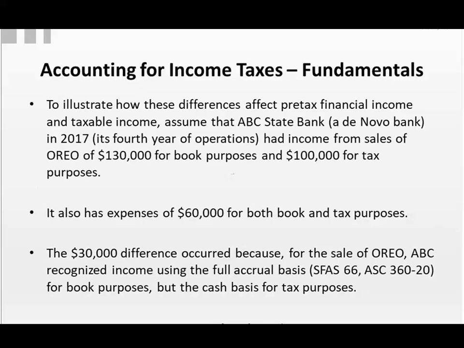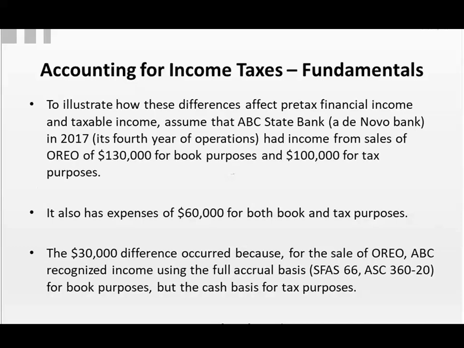This is a company, the ABC State Bank, a de novo bank, which means it's a relatively new bank. And in the year 2017, which is its fourth year of operation, it had income from sales of OREO, other real estate owned. This is where they foreclose on a loan, so the loan receivable turns into an asset called other real estate owned, and then they sell it. So the bank gets its money back. They don't want the asset. They take over your house, but they don't want your house. They want to get their loan money back.